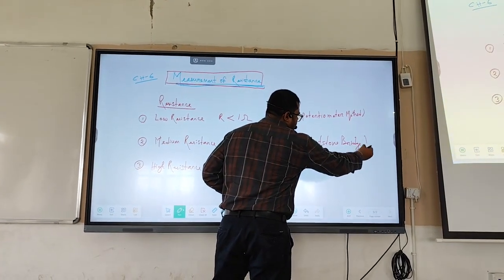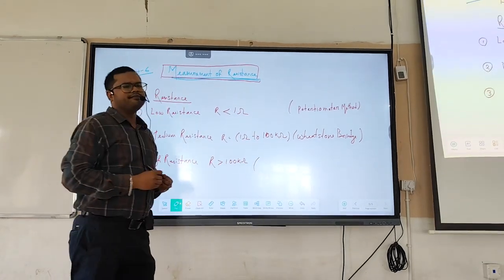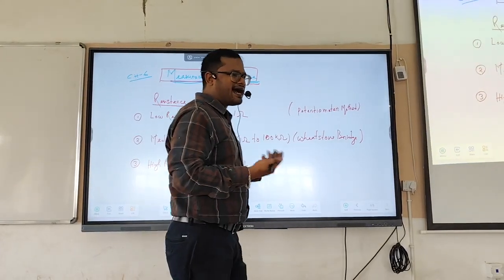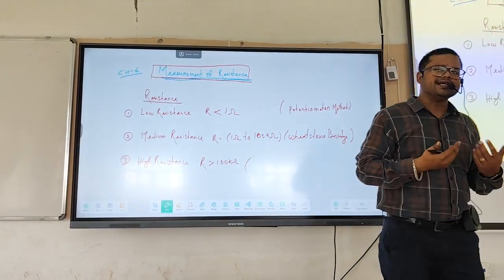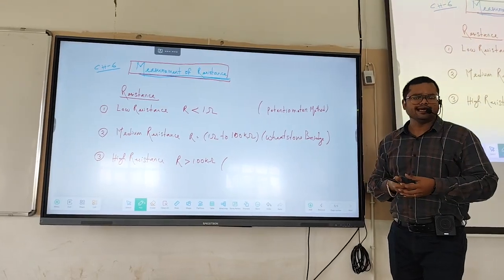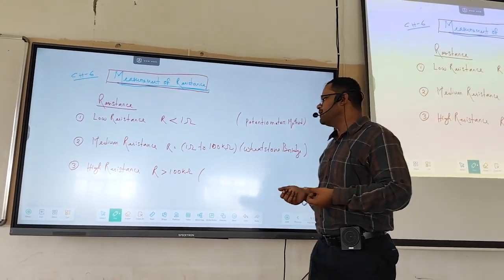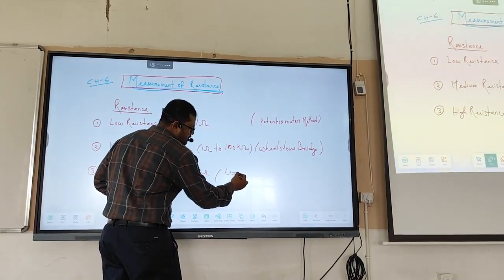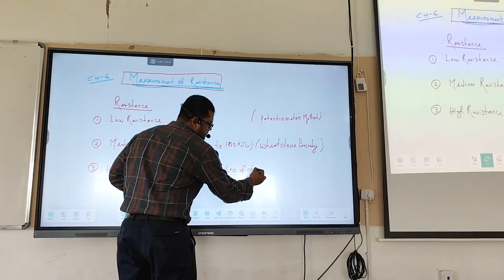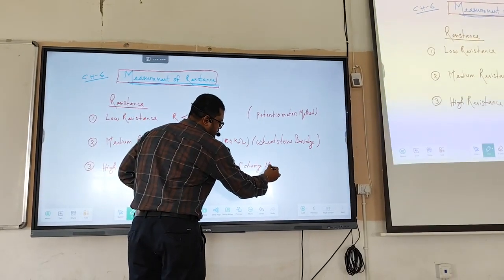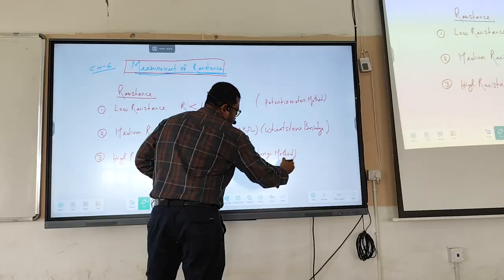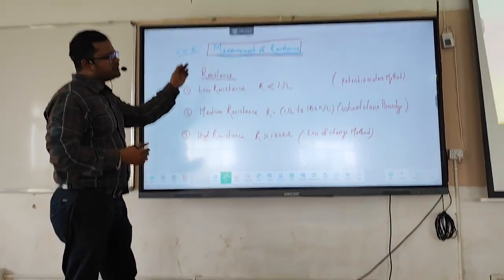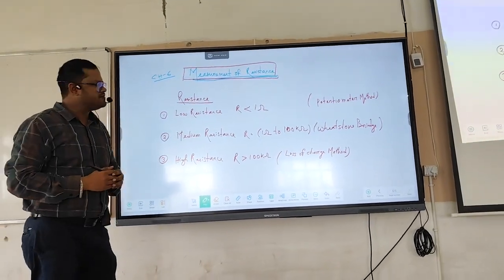And number 3, for high resistance, basically we call this an insulator, because we have very high resistance. So some special method should be there to measure it. There are other methods, but here we are seeing the loss of charge method. So we will see these 3 types: one is the potentiometer method, second is the Wheatstone bridge method, and third is the loss of charge method.